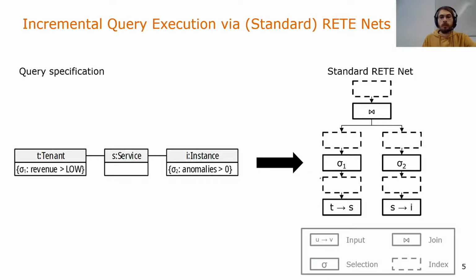These intermediate results are stored in so-called indices and can be further processed by other nodes in the Rete net, such as selection nodes like this sigma1 node, which are responsible for checking the constraints defined in the query. And finally, there are so-called join nodes, which compose pairs of compatible intermediate results into more complex ones.